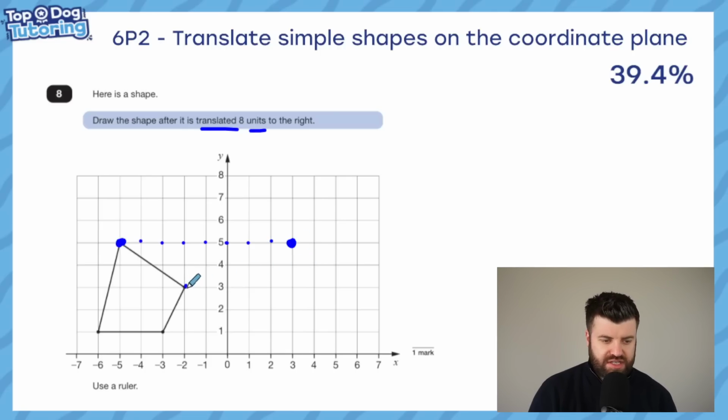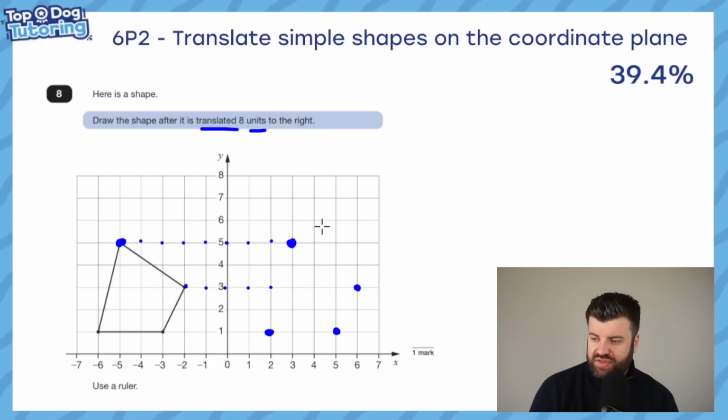I'm going to do the same here just to make sure. 1, 2, 3, 4, 5, 6, 7, 8. Cool. So that's 8 across there. Now this one. 1, 2, 3, 4, 5, 6, 7, 8. We can see that goes there. And then finally, finish off with the final corner. 1, 2, 3, 4, 5, 6, 7, 8. That's one way of doing this.